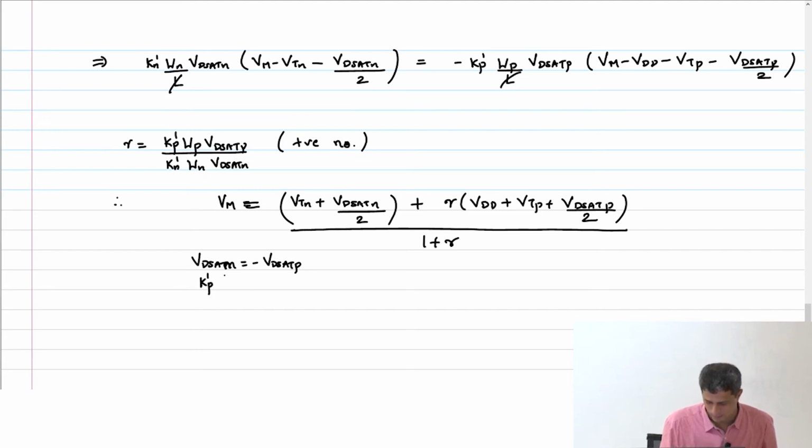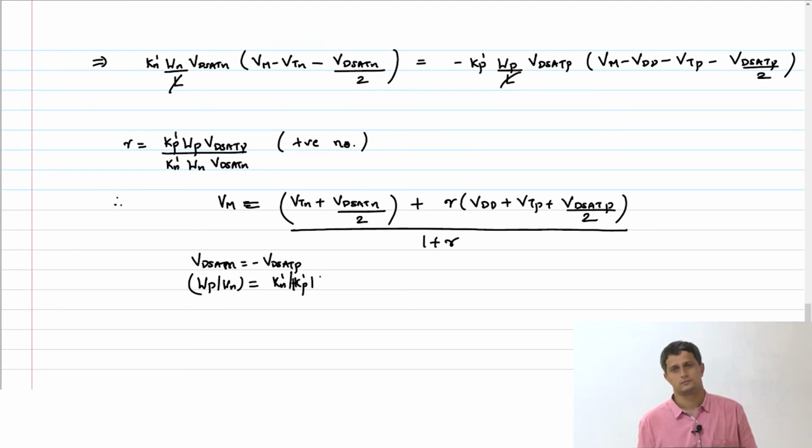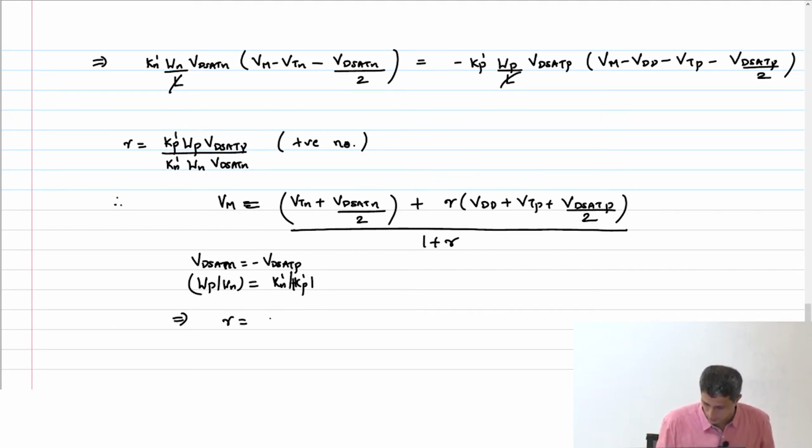Kp prime, I have no control over that because that is approximately 2:1, right? Mobility, or 1 by 2. Let's assume that Wp by Wn equals Kn prime by Kp prime, rather by mod, I would say. So what does this condition give us? What is R? 1. Clear? Implies R is equal to 1.